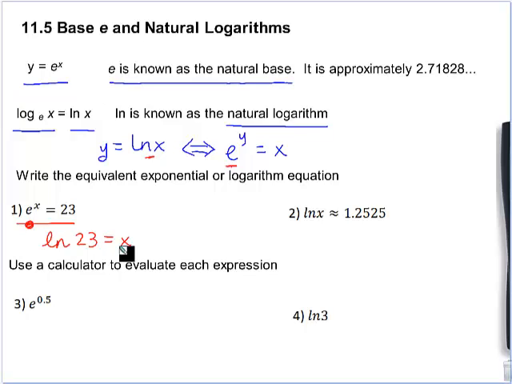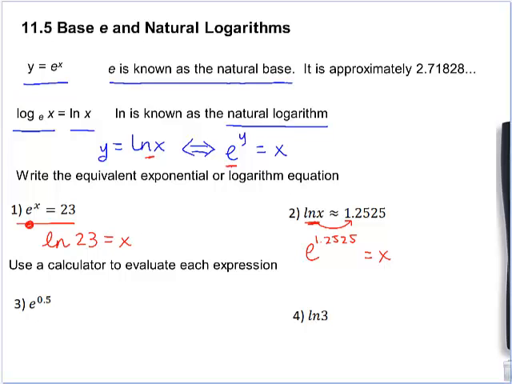Number 2, ln of x is approximately 1.2525. We want to write this as an exponential. So we first have to decide what our base number is. Since we have the natural log, we know our base number is e. So we would take e to the 1.2525, and that should be equal to x. This also illustrates exactly how we are going to end up solving these equations, because we can then get x alone.